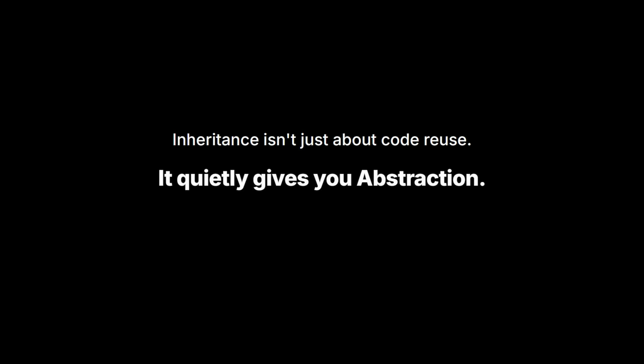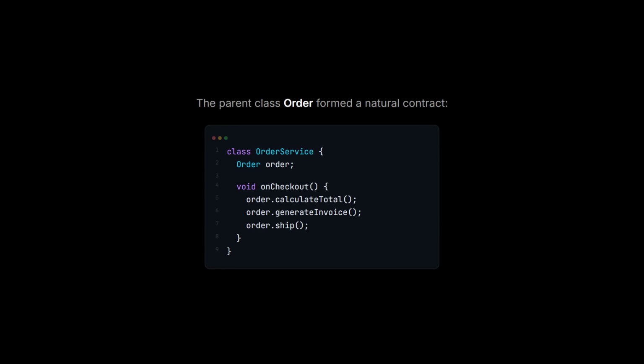Now, inheritance isn't just about code reuse. It quietly gives you something else: abstraction. The ability for code to use a thing without knowing exactly which thing it is. In our old inheritance-based system, our app could store a reference to the parent class Order, and it didn't matter whether it was actually a standard order or an express order under the hood. The parent class formed a natural contract. Every order will have at least these methods, so the service could treat all orders the same.